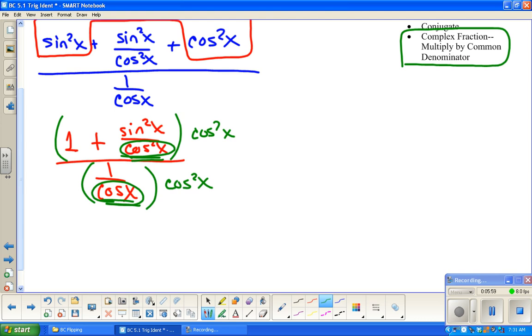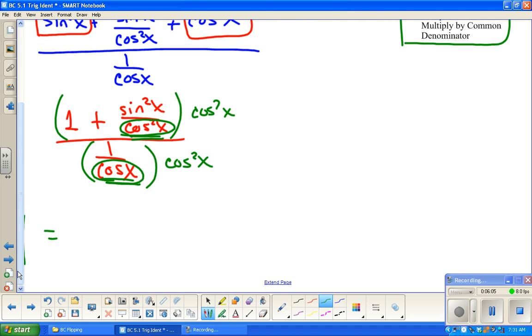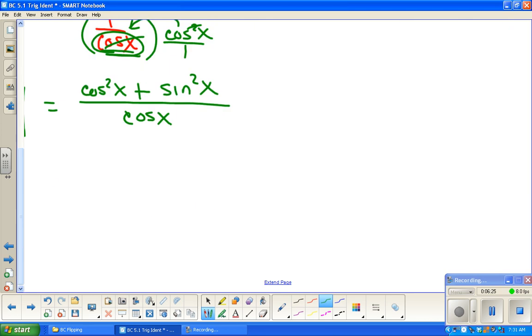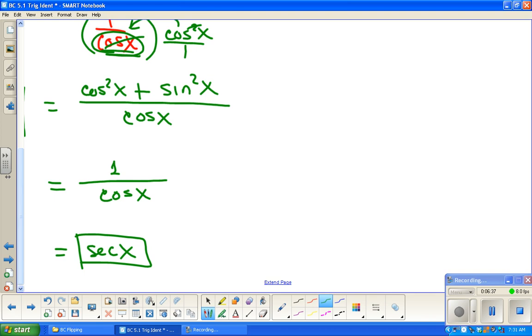So when I do that, I end up with, oops, sorry, I'm writing, it's just scrolling. Okay, so cosine squared times 1 is cosine squared, times sine squared over cosine squared, divided out. On the bottom, well, I have a cosine that divides out, leaving just cosine. I'm almost done. Cosine squared plus sine squared is the same thing as sine squared plus cosine squared, so that's 1 over cosine, secant x.